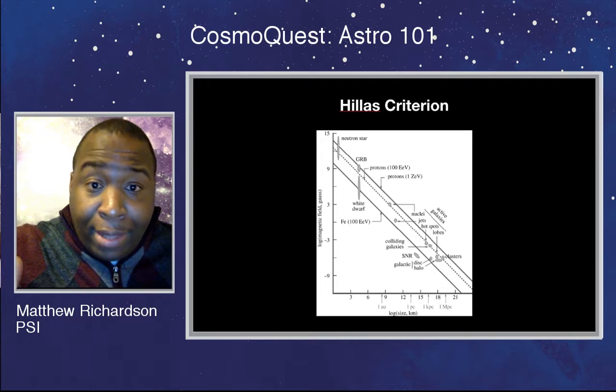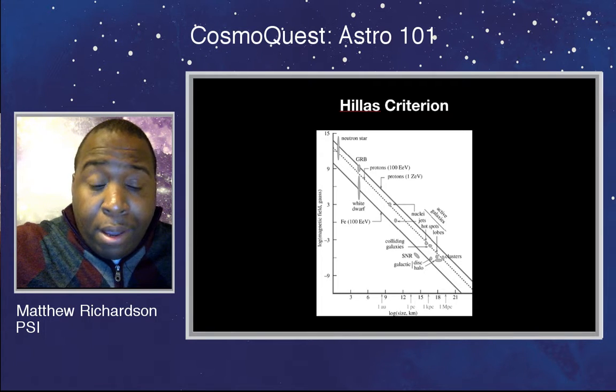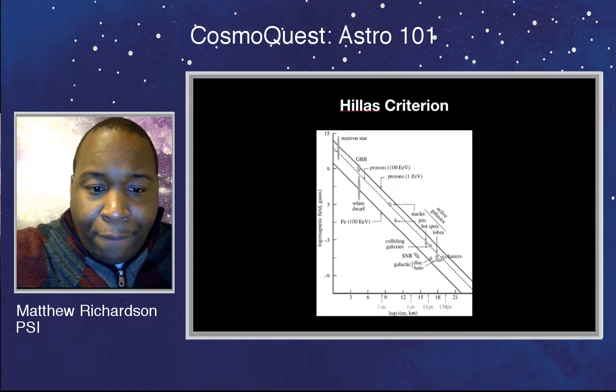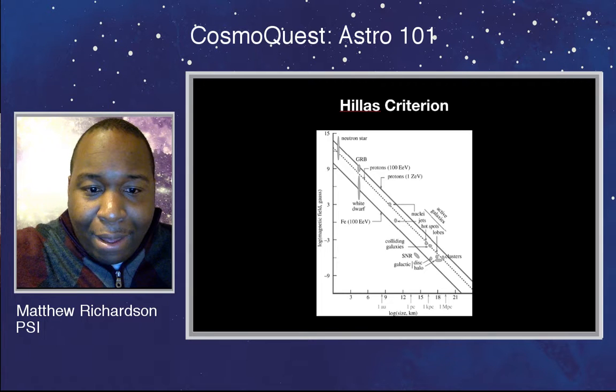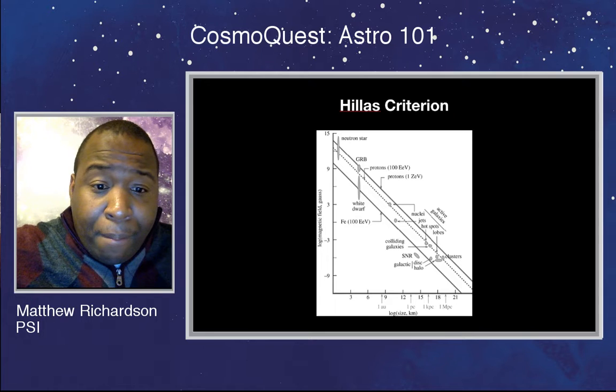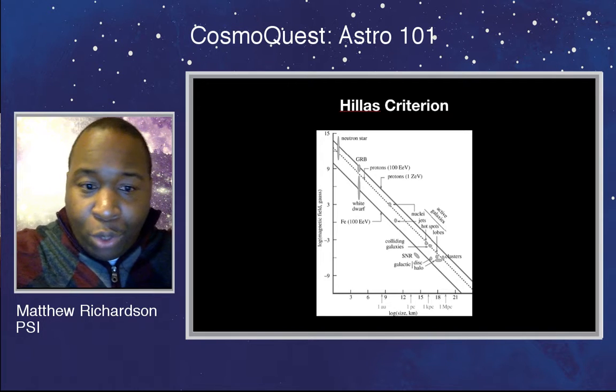And so basically that's what the Hillas Criterion allows us to do. It allows us to establish essentially what type of cosmic rays can be produced by the source itself. If you look at the far left at the top, you see a neutron star, meaning that this little circle we're seeing associated with neutron stars corresponds to the area of parameter space, in this case magnetic field versus size of the source. That parameter space is what we'd associate with neutron stars.